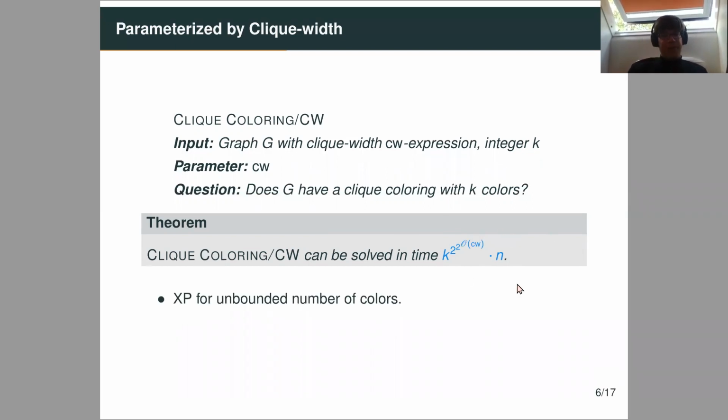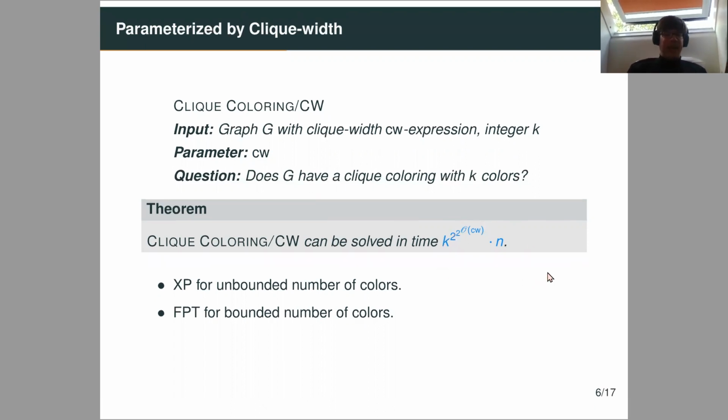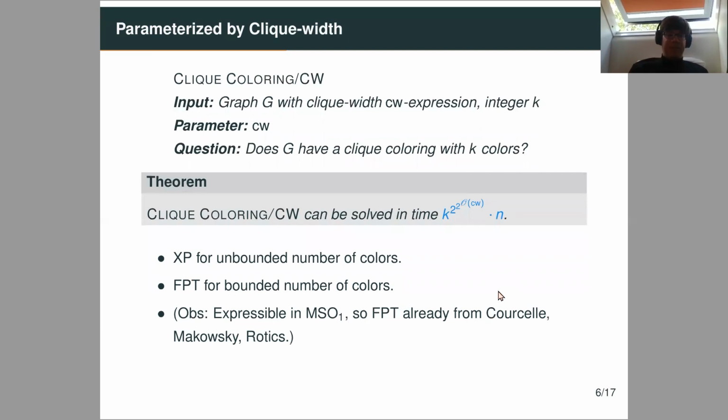Now for unbounded number of colors, this is an XP runtime. So that means the runtime is roughly n to the 2 to the 2 to the Clique width. And for a bounded number of colors, this is FPT. But Clique coloring is also expressible in MS01. So the FPT result already follows from the meta theorem of Korsell, Markowski, and Ortiz.